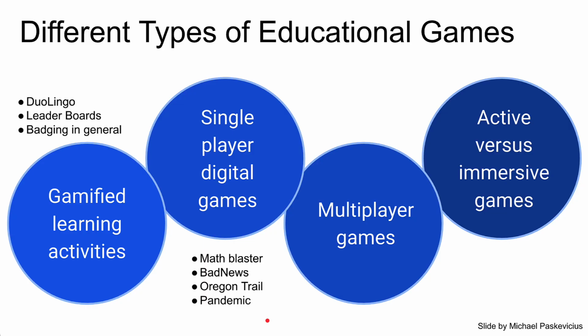Even though maybe the topic isn't the best one nowadays. So multiplayer games, you can do escape rooms or group simulations. And then active versus immersive games. So most games are going to be active, but a VR simulation could be really effective if created in a compelling way. But just a desktop game like Settlers of Catan can be really compelling as well. It doesn't need to be really complicated to be a compelling educational game.